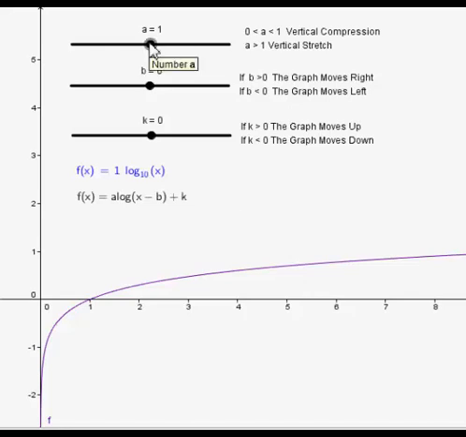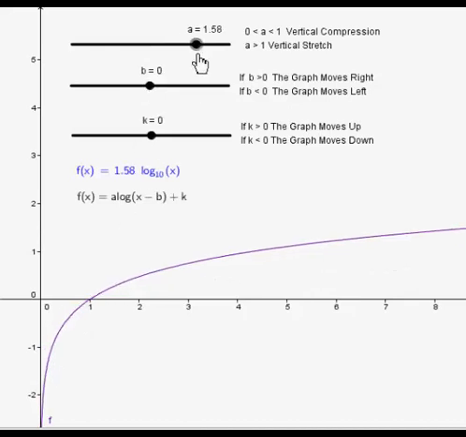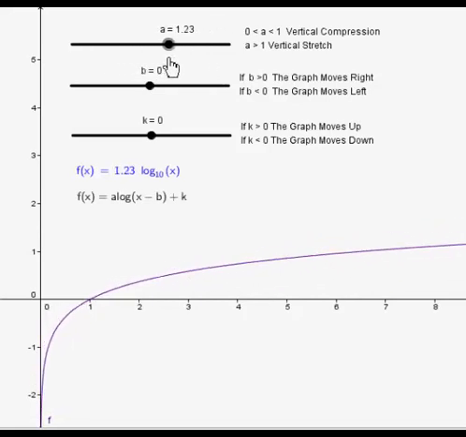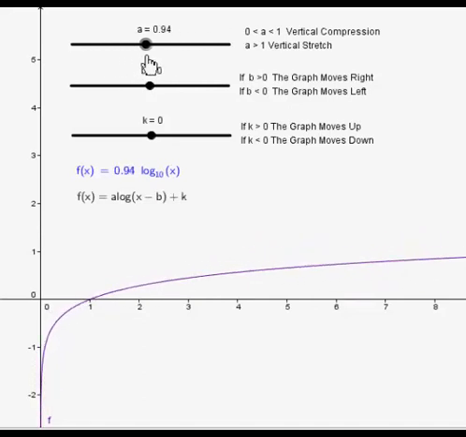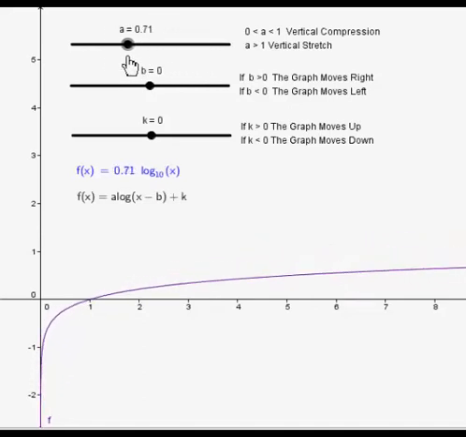Notice when I move the slider for a, left and right, if a is bigger than 1, that has the effect of vertically stretching the logarithmic graph. When a is between 0 and 1, this will have the effect of imposing a vertical compression on the logarithm. But as I move the slider left and right, focus your attention on the point (1, 0), and notice it will not change. The horizontal intercept will be constant, regardless of the a value, and the vertical asymptote will remain x equals 0 because I'm leaving b to be 0. Changing the value of a has the effect of either compressing or stretching relative to the original logarithmic function.